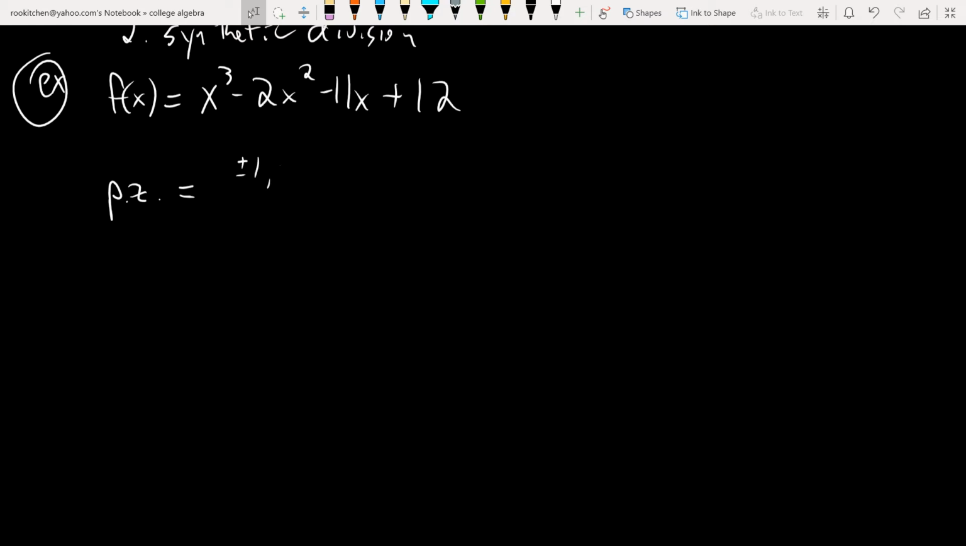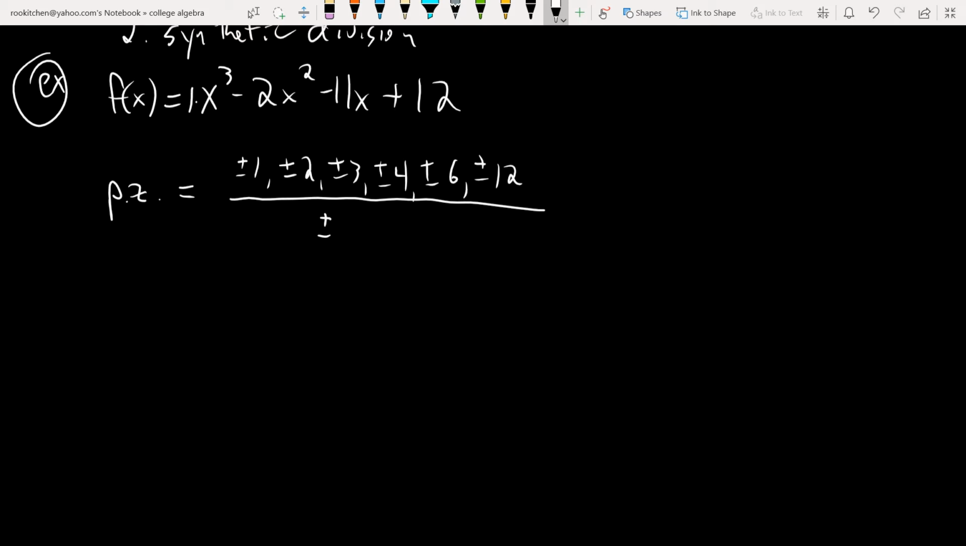plus minus 1, plus minus 2, plus minus 3, plus minus 4, no 5, plus minus 6, no 7, no 8, no 9, no 10, no 11, and then plus or minus 12. And then, the first term has a 1 on it, so it's just plus or minus 1 for the divisors. So the possible zeros: plus minus 1, plus minus 2, plus minus 3, plus minus 4, plus minus 6, plus minus 12. Okay, so you go in and usually you want to try the easier numbers, like try putting in 1, then try putting in 2, so save 12 for last.